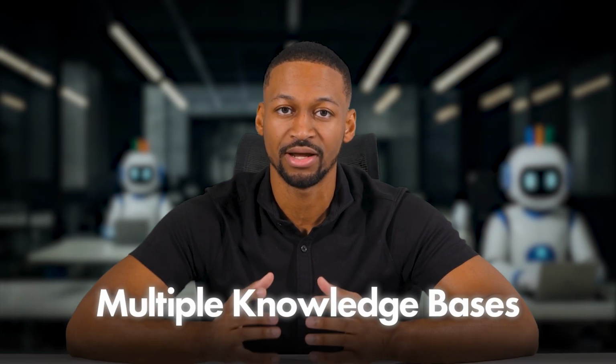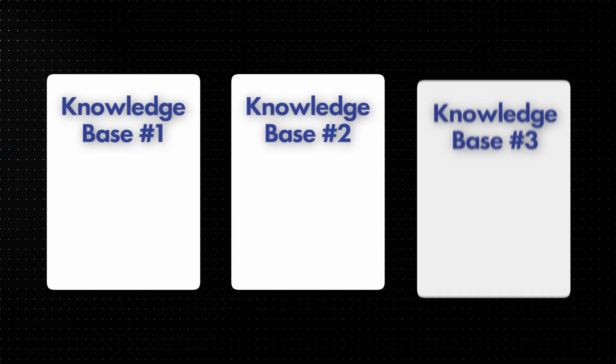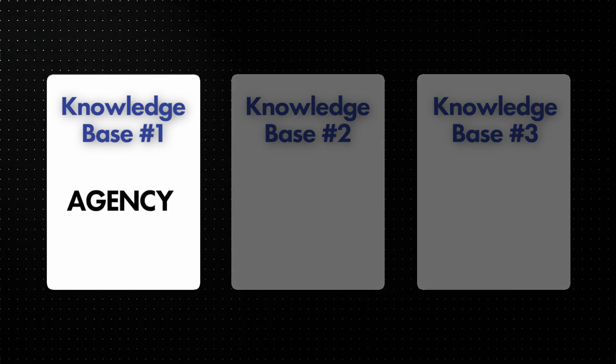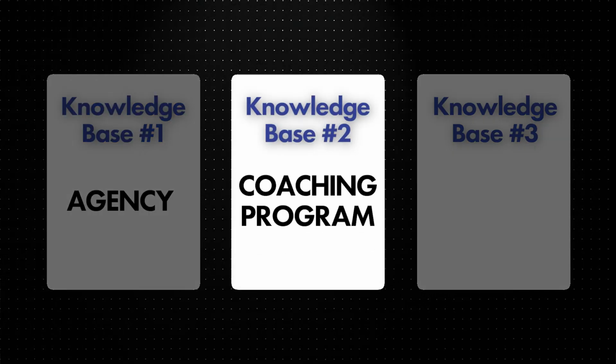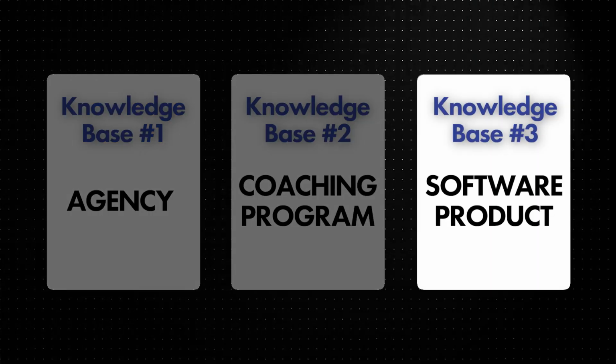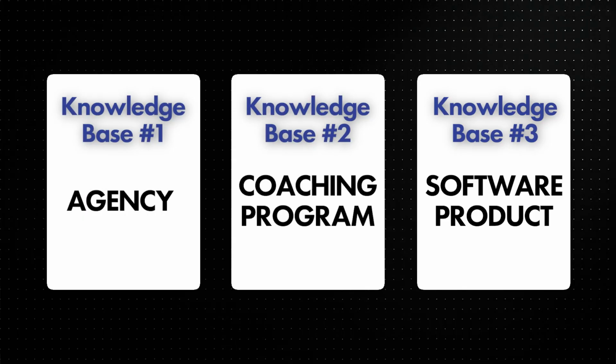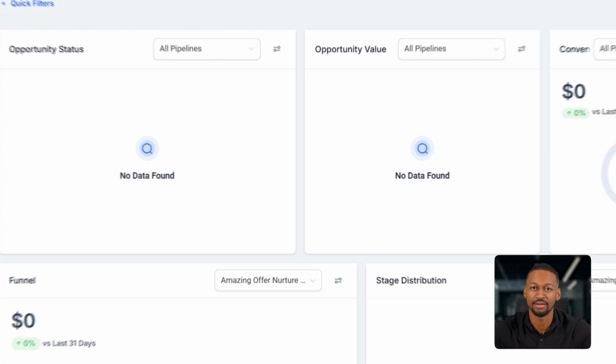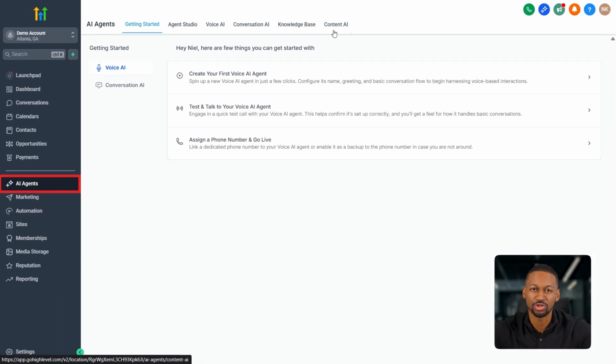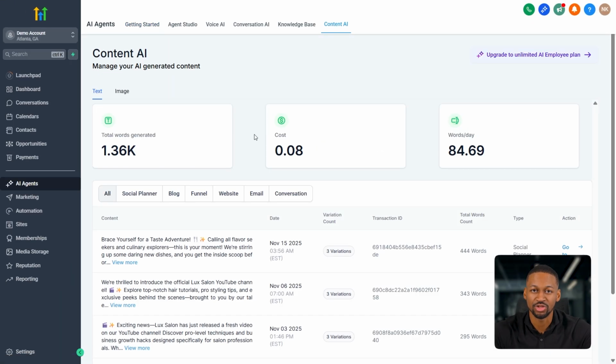Now, one of the biggest updates here is that you can have multiple knowledge bases. This is super powerful if you're managing multiple businesses or client accounts. So for example, you could have one knowledge base for your agency, another for your coaching program, and another for a software product, and each bot can be trained only on the one that applies. You can also attach up to 7 knowledge bases to a single bot, and once you've trained it, it's ready to go.